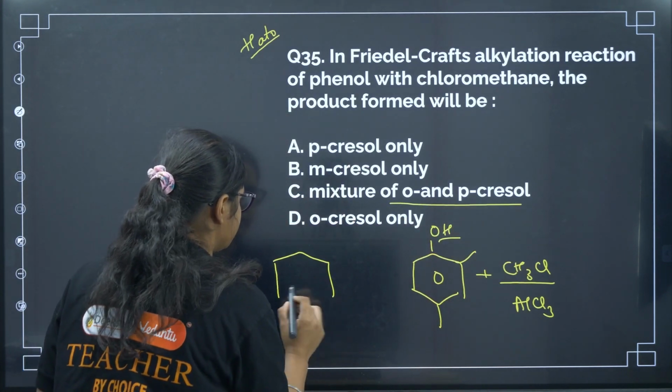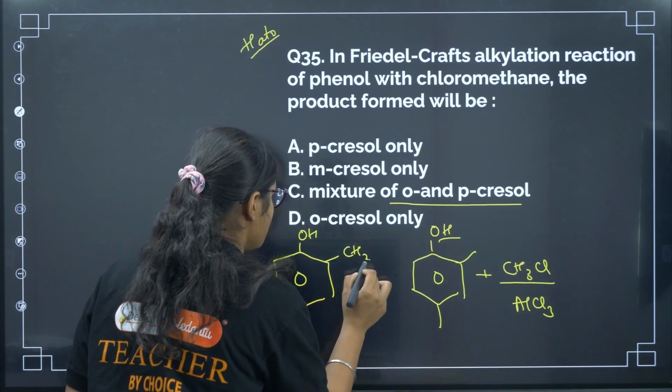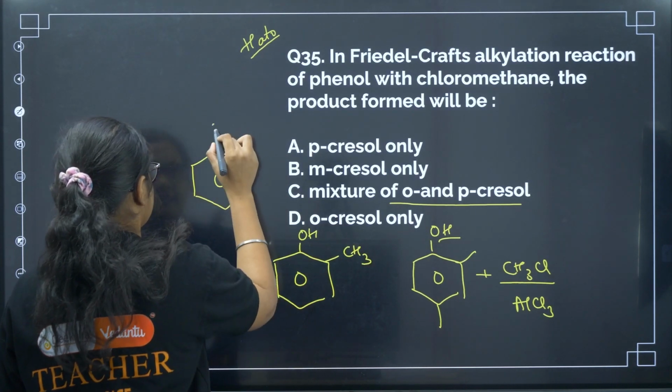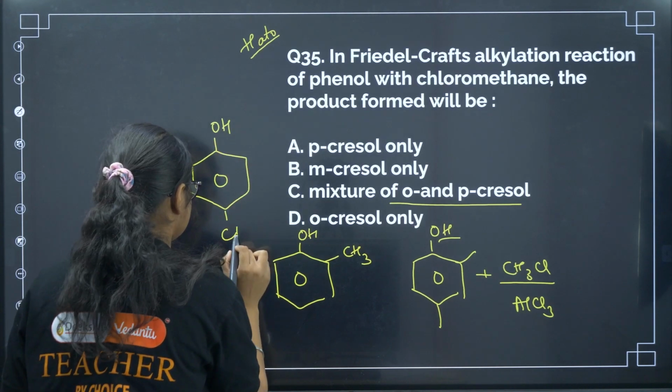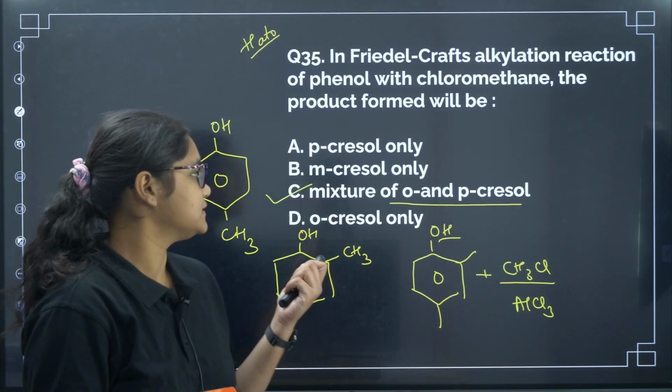So this is important that we should know the common name of the compound. So OH, CH3 will form. This is ortho cresol, and we will have OH and CH3 here. Right. So the correct answer for this question will be option number C.